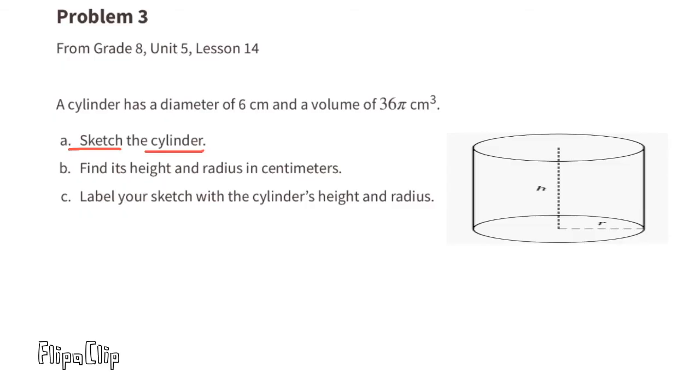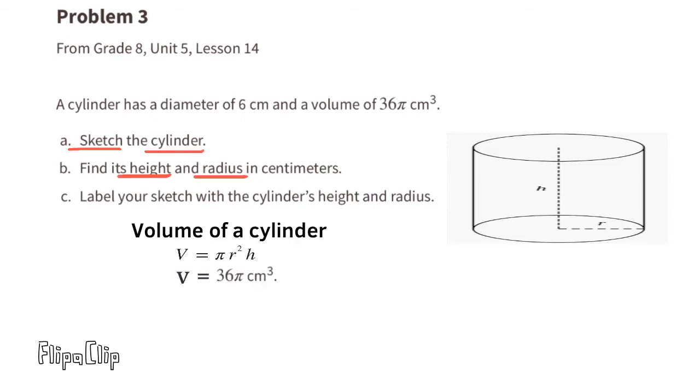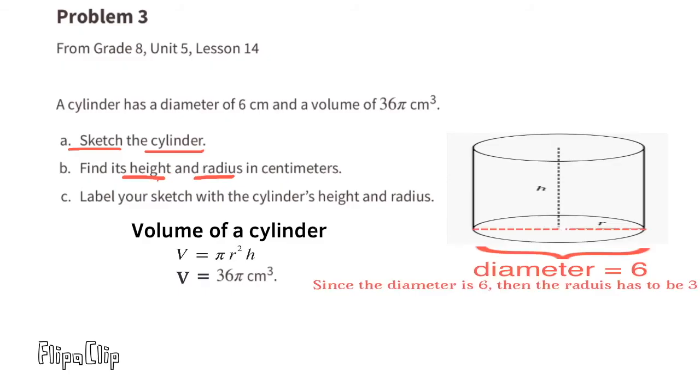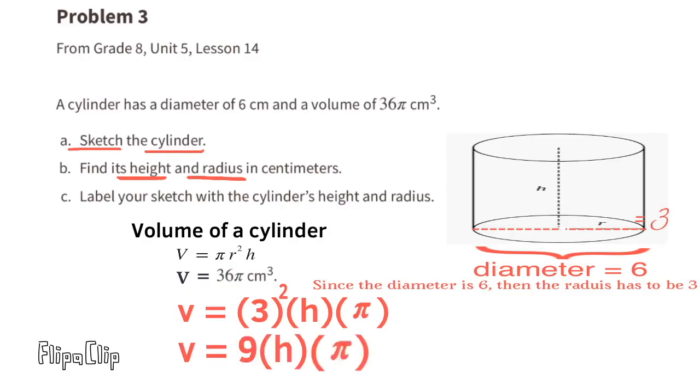The volume of a cylinder is pi times r squared times the height. They've already told us that the volume is 36 pi centimeters cubed. They also told us that the diameter is 6 centimeters. Since the diameter is 6, then the radius has to be 3. Now we can substitute the 3 for the r. V equals 3 squared times the height times pi. 3 squared is 9. The volume equals 9 times the height times pi.